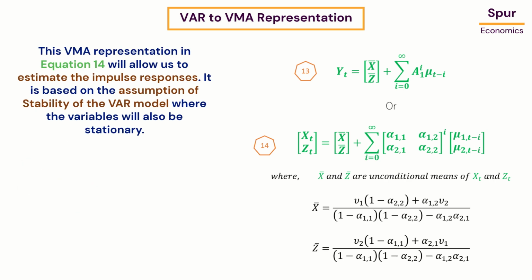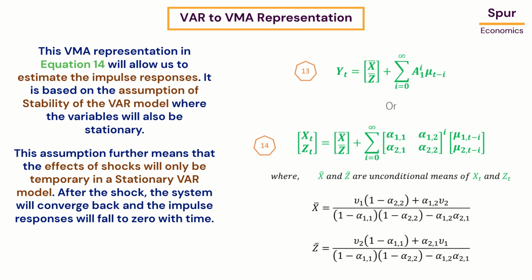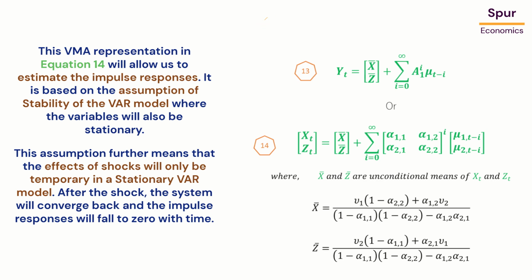This VMA representation in equation 14 will allow us to estimate the impulse responses. It is based on the assumption of stability of the VAR model where the variables will also be stationary. This assumption further means that the effects of shocks will only be temporary in a stationary VAR model. After the shock, the system will converge back and the impulse responses will fall to zero with time.